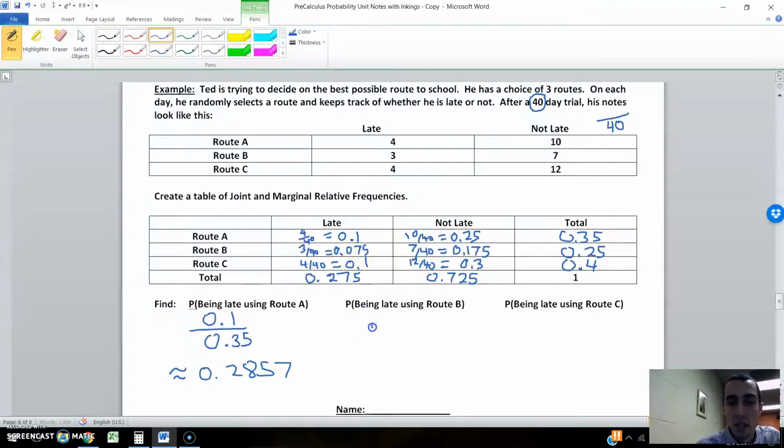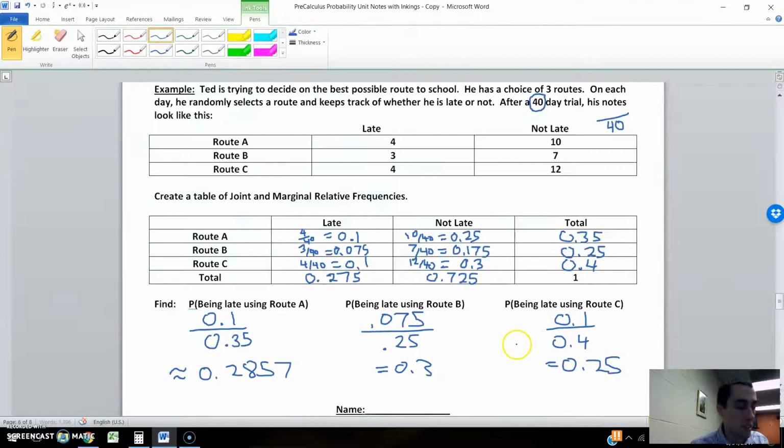Route B, he was late a relative frequency of 0.075. Divide that by 0.25, and we're going to get 0.3. Being late using route C, 0.1 out of 0.4, which is 0.25. So we can see that if he wants to be on time, then he should probably be using route C, because that was the lowest frequency of being late. And he should probably avoid route B when possible.